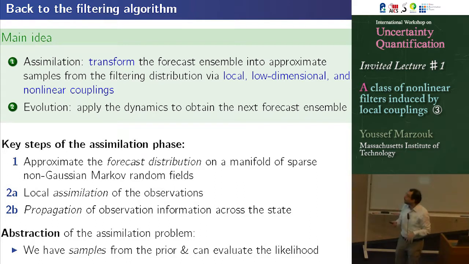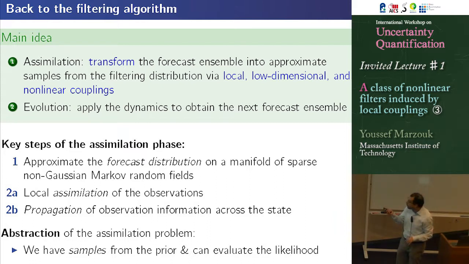And then, of course, we'll evolve. We'll take the samples from the analysis ensemble, then evolve the dynamics again, and we'll just repeat. So the evolution phase is simple: we just apply the dynamics. The key action really happens in the assimilation phase. So what happens in the assimilation phase? I'll break that into a couple of steps.